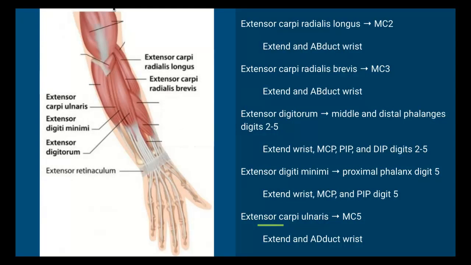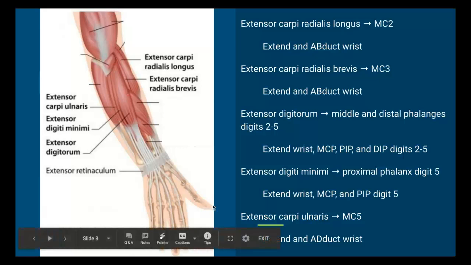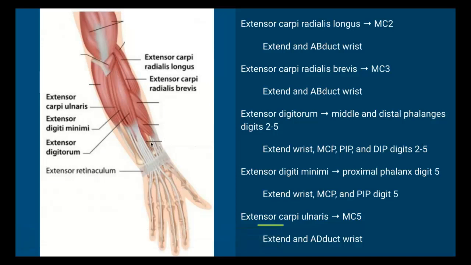Remember, in anatomical position, the thumb is facing laterally, away from the midline of the body. Because of that, if something is inserting on the more lateral side here, then it's going to extend the wrist and also abduct, bringing it away from the midline of the body.